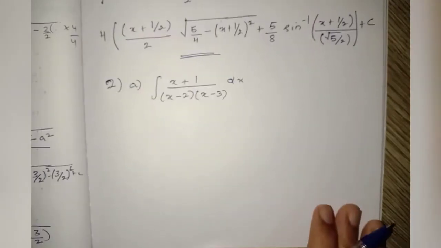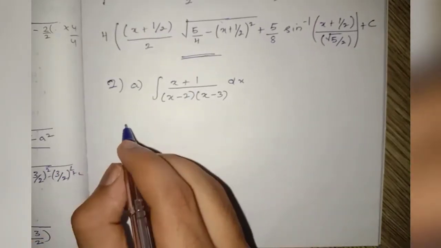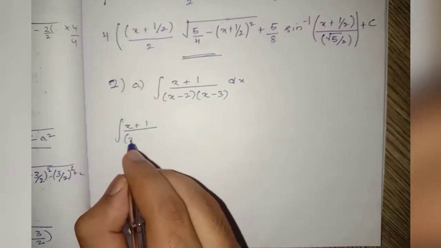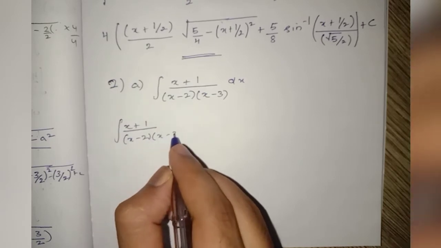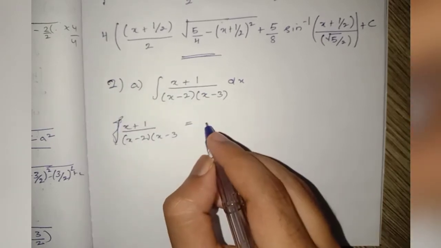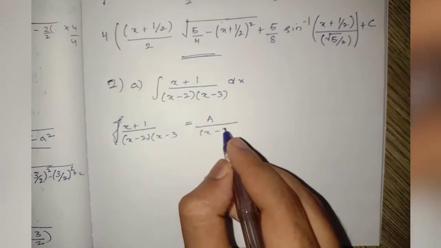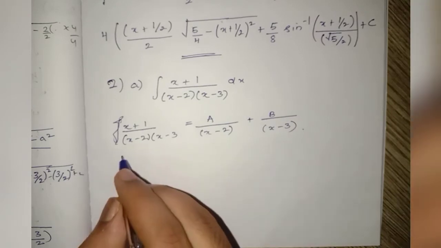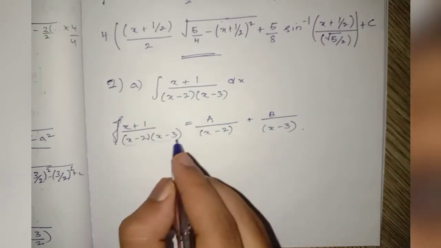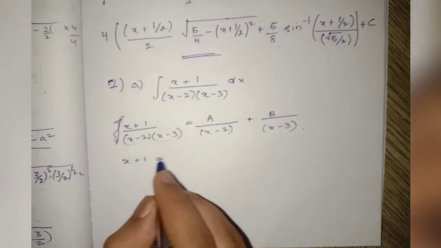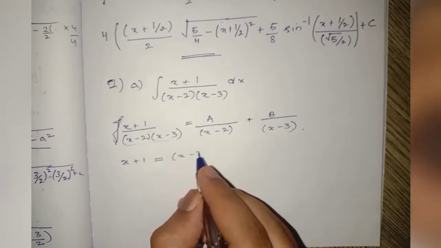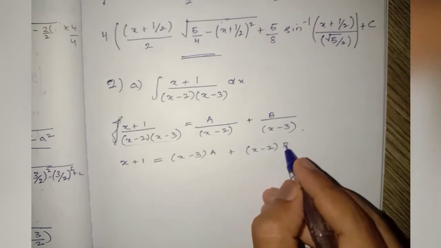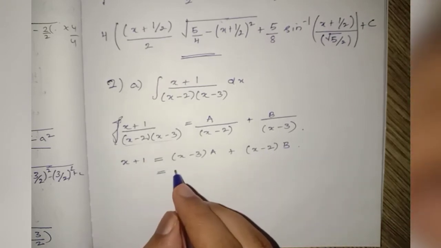So this is a form of partial fractions. We'll write x plus 1 by x minus 2 into x minus 3 is equal to a by x minus 2 plus b by x minus 3. So if we multiply both the sides by this, we get x plus 1 is equal to x minus 3 a plus x minus 2 b.